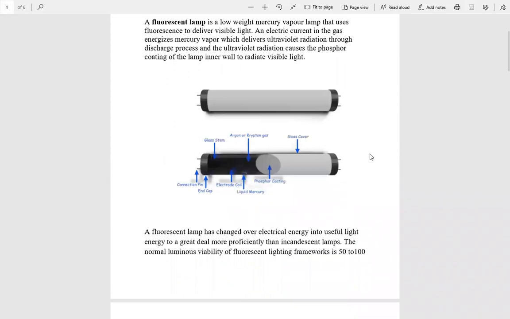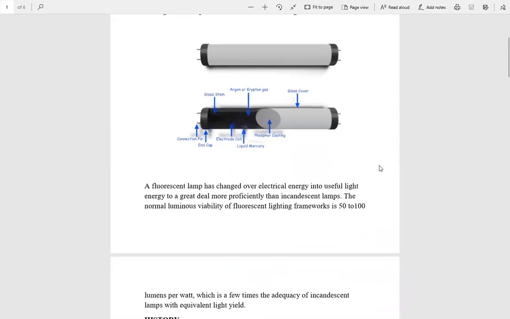A fluorescent lamp changes our electrical energy into useful light energy a great deal more proficiently than incandescent lamps. The normal luminous viability of fluorescent lighting framework is 50 to 100 lumens per watt, which is a few times the adequacy of incandescent lamps with equivalent light yield.